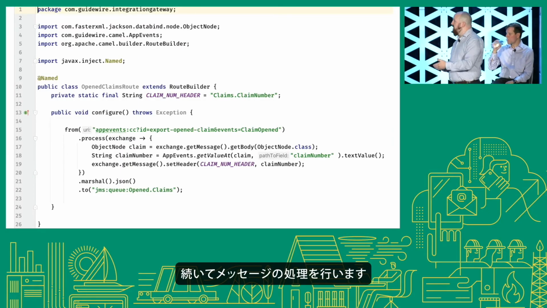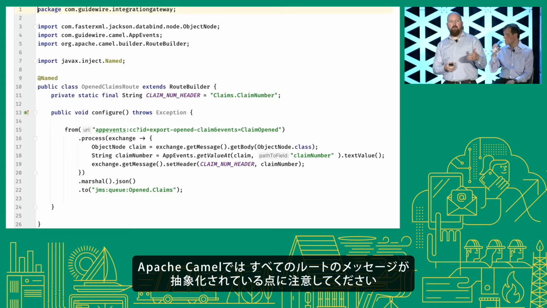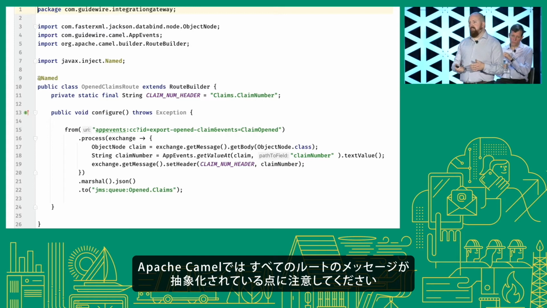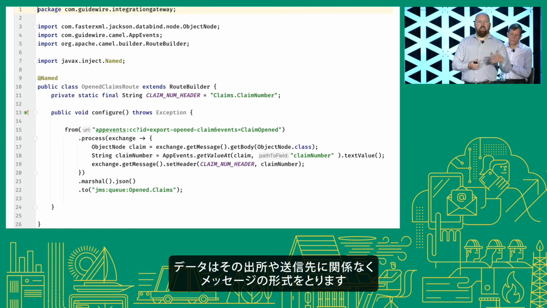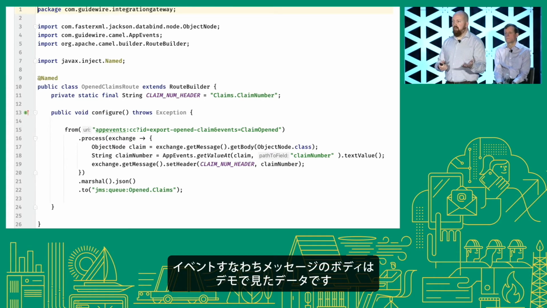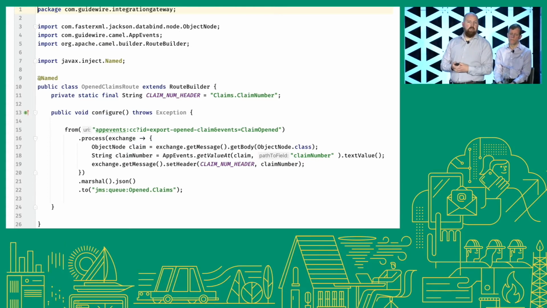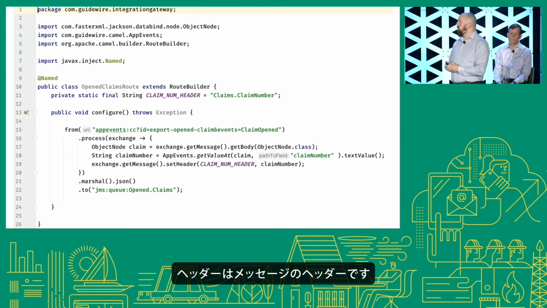We then process the message. It's important to note here that Apache Camel has an abstraction of message for all of these routes. Wherever the data came from, wherever it's going, it's in the form of a message. And so for an event, in our case, the body of the message is the data that we saw from the demo, and the headers are headers on the message.